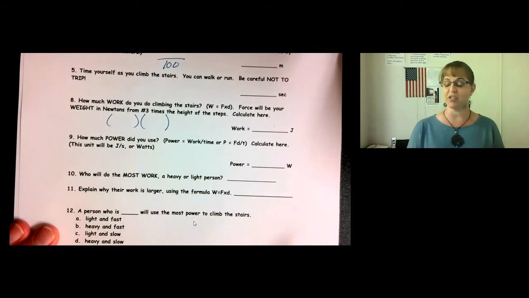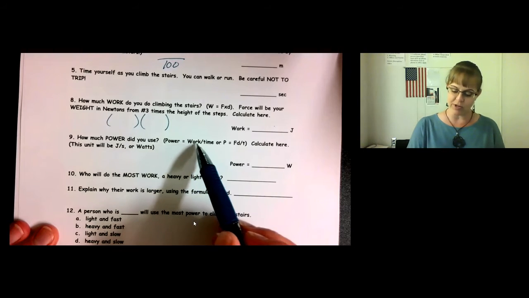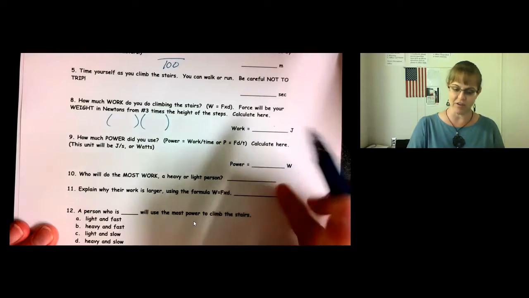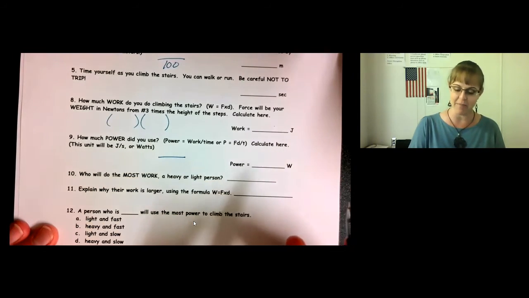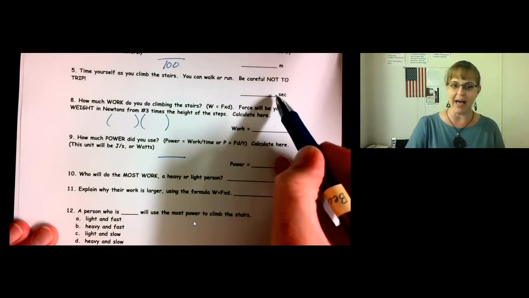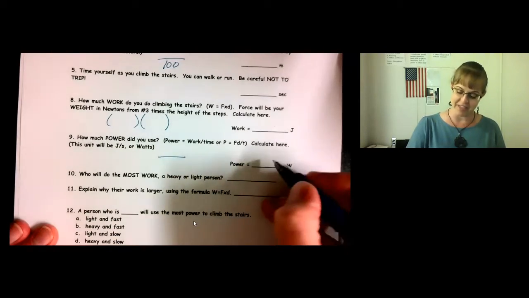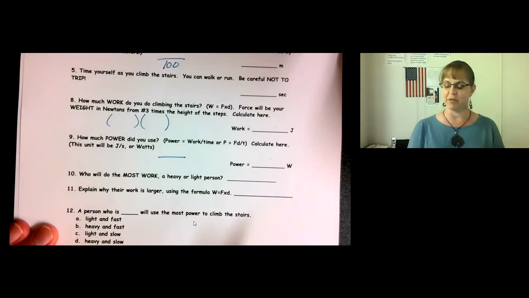Now we want to know how much power you used. Power is work divided by time. So take your work here from number 8, put that on top, divided by your time from number 5, put that on the bottom. Do your math, put your answer here, and that's how much power you used.